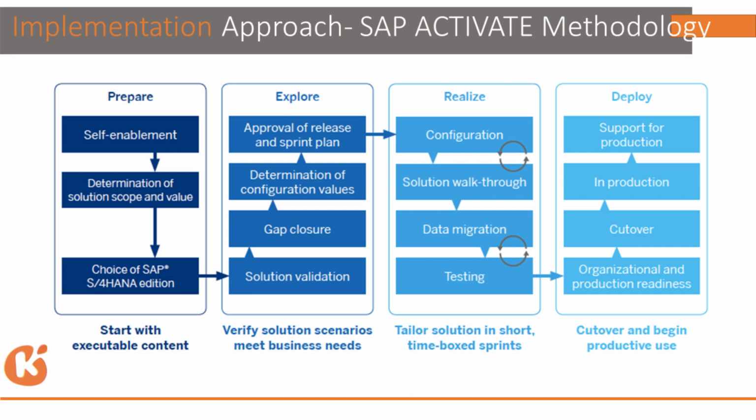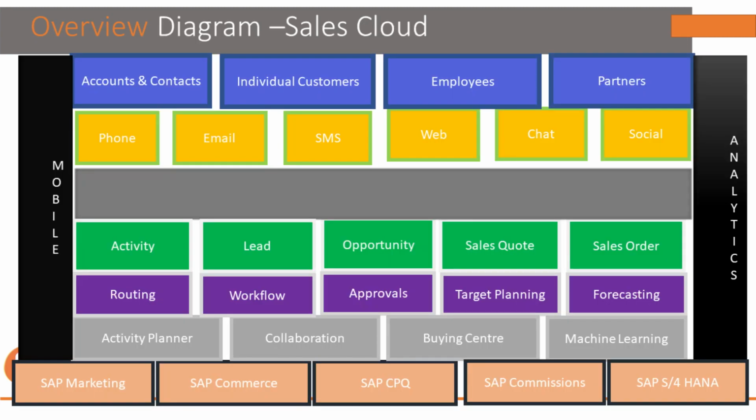Clear? This is one of the diagrams of Sales Cloud. What are the functionalities covered in Sales Cloud? You can see account management, individual customer, employees, partner, phone, email, SMS, web, chat, social media, activity, lead, opportunity, quotation, order, routing, workflow, approval, target planning, forecast.